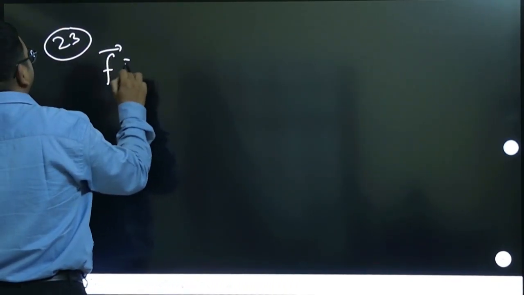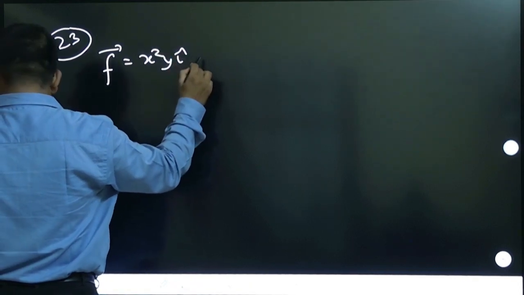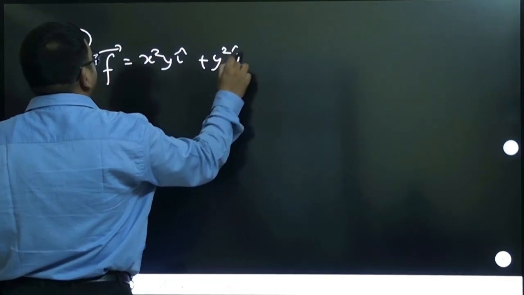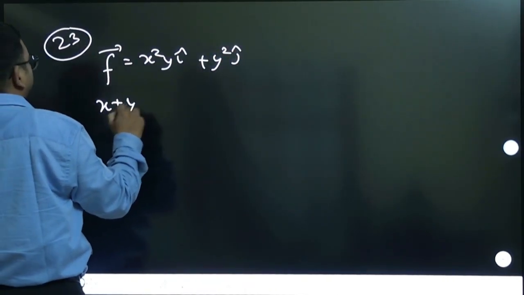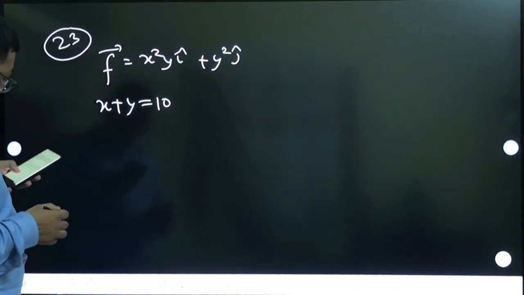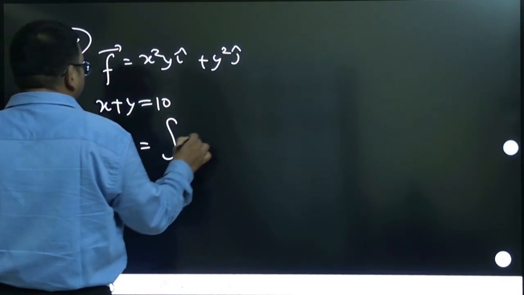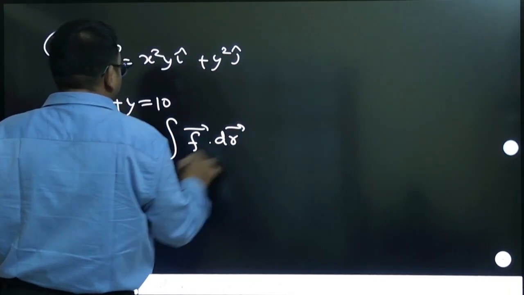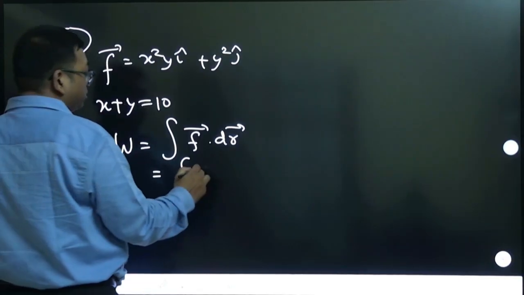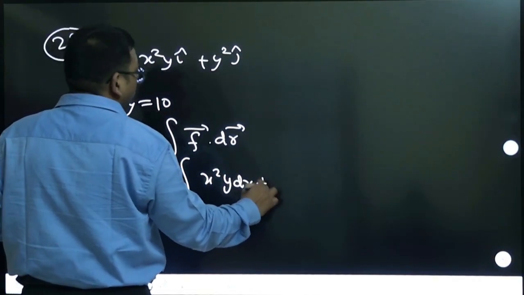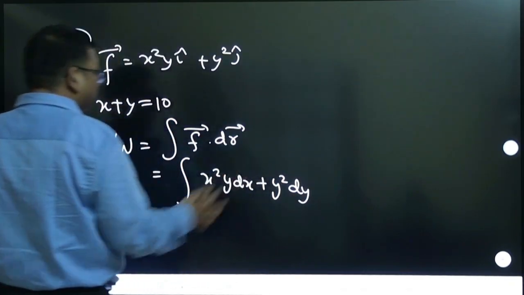Next, go for 23. A force vector is given, and a path is given. There is a force vector F equal to x square y i cap plus y square j cap, and the particle is going along this path. Find the work done from (0, 0) to (4, 2). Work done will be the integration of F dot dr. Here dr is dx dy, so it is x square y dx plus y square dy. This integration we have to do.